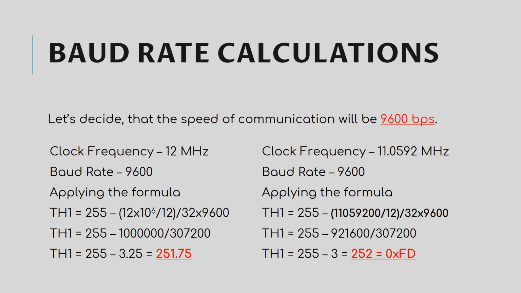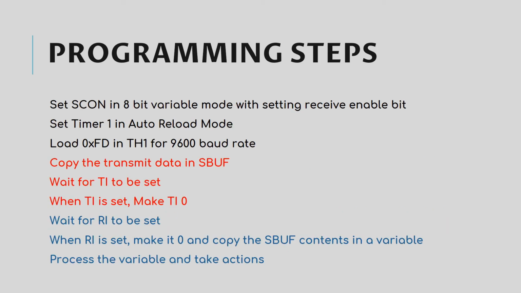So whenever we are using this 11.0592 megahertz, this particular number can be divided by any of the available baud rates like 4800, 9600, 19200. That's why these crystal frequencies are available in the market. So we'll be using this frequency. Now let's go to the programming steps.